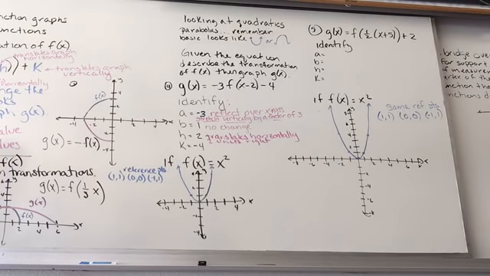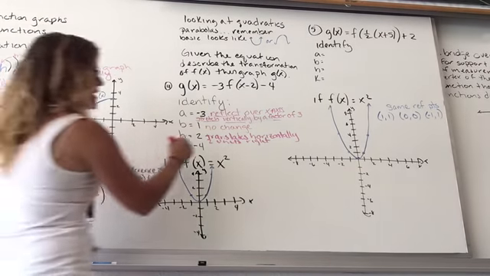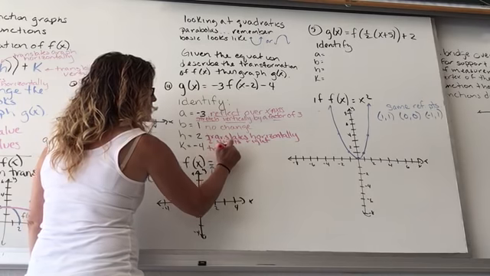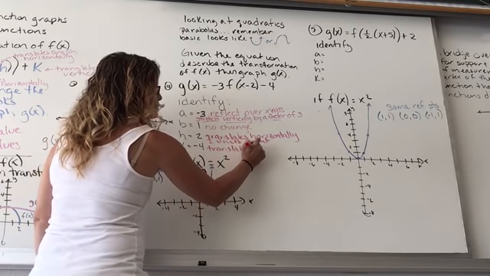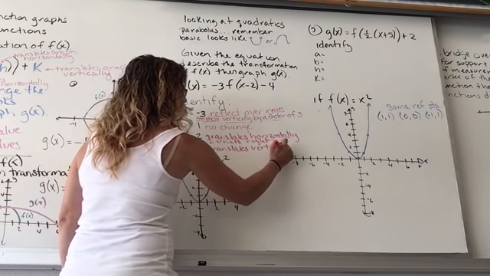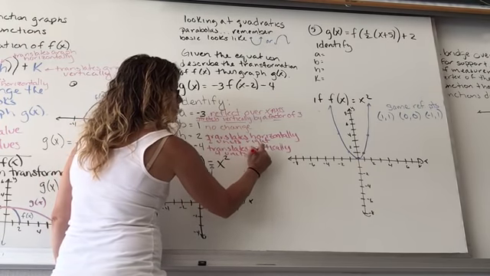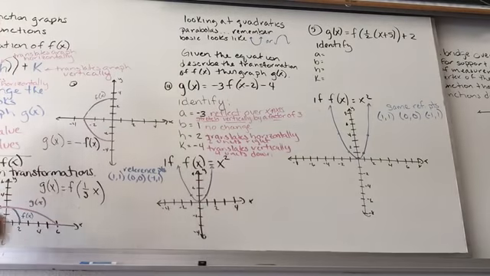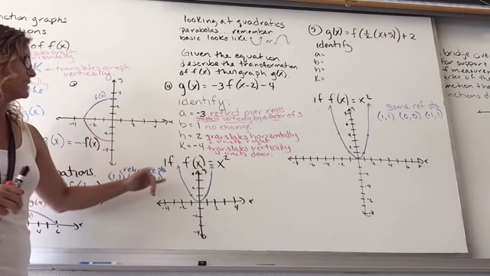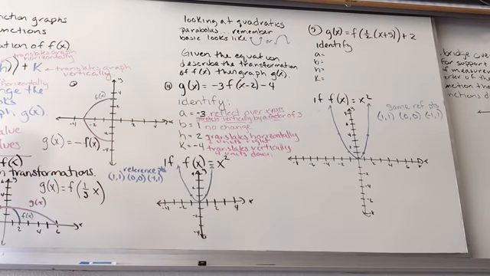And then k. k is a negative 4. k translates vertically. So we're going to say this translates vertically 4 units down, because it is negative. So this is the first part. This is given the equation. This is describing our transformations. Now we're actually going to graph the equation.